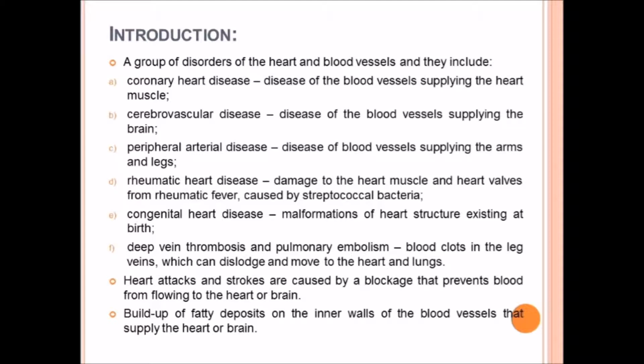which can dislodge and move to the heart and lungs. Heart attacks and strokes are usually acute events and are mainly caused by a blockage that prevents blood from flowing to the heart or brain. The most common reason for this is a build-up of fatty deposits on the inner walls of the blood vessels that supply the heart or brain. Strokes can also be caused by bleeding from a blood vessel in the brain or from blood clots.